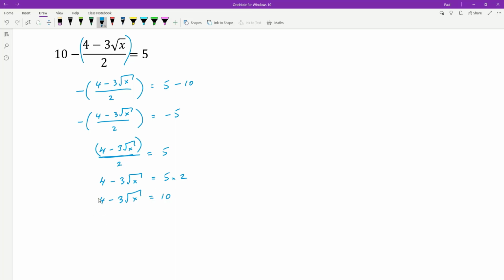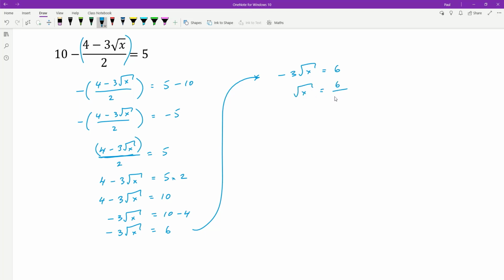Now I've got a positive number here, so I'm going to move that to the other side. So minus 3 times the square root of x is equal to 10 take 4. Minus 3 square root of x is equal to 6. Now I'll just come over to here because I need a bit more space. So minus 3 times by the square root of x is equal to 6. So that's times by, so on the other side it'll be divide by. So the square root of x is going to be equal to 6 divided by minus 3. So the square root of x is equal to minus 2. Positive, negative, must be negative. 3 goes into 6 twice.